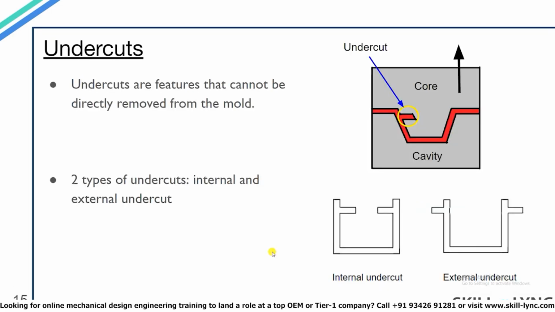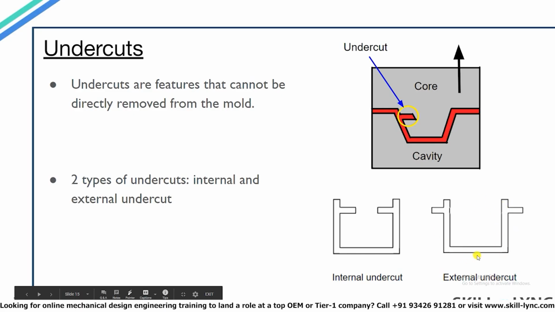Now this would be a good time to explain the concept of undercuts in molding. Undercuts are those features in a part due to which the part cannot be directly ejected from the mold. If you see this figure on the right, you can see the top part is the core and the bottom part is the cavity. Once the material solidifies, you will notice that it is not possible to eject the part from the core due to this highlighted section. This feature is called the undercut. Now there are two types of undercuts available, internal undercut and external undercut. The diagram which you see here is an internal undercut, and this diagram here shows an external undercut.